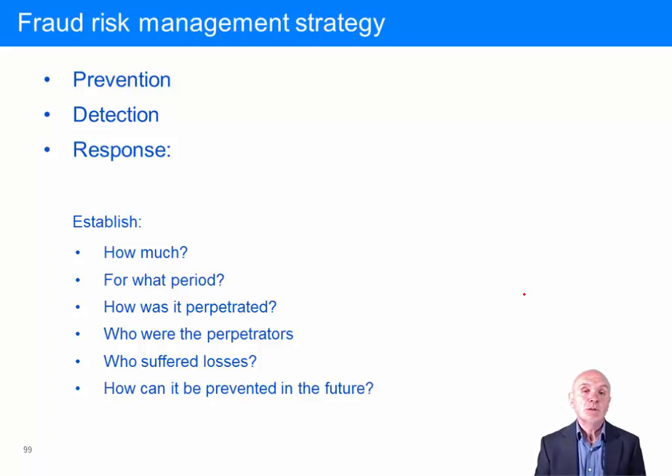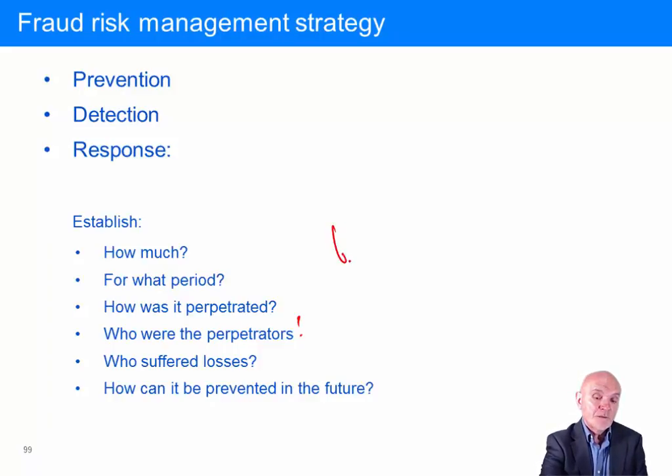And then third, there's a response. What are we going to do about it if we find that a fraud has been perpetrated? We've detected it. Maybe it's gone on. We haven't prevented it. We detected it a bit late. Some money has been lost. We, of course, want to establish how much has gone, for what period, how was it done, because we want to plug that hole. Who were the perpetrators? Who suffered losses? Because sometimes it might be a customer who suffers losses, or maybe a supplier. We don't necessarily know. It could be the government that suffers losses because there's been some fraudulent tax claim by an employee. Can it be prevented in the future?